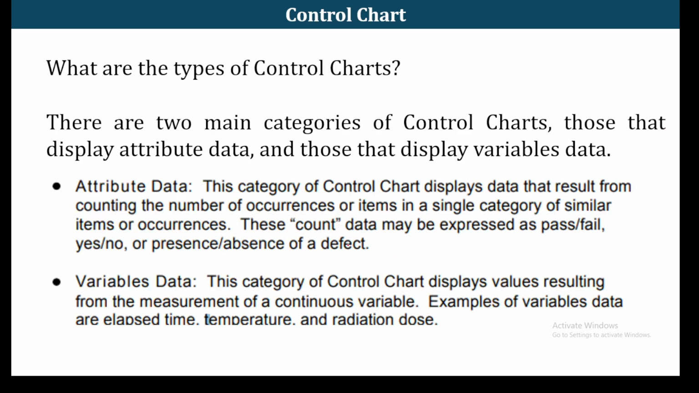What are the types of control chart? The first one is based upon the attribute, then variable. Anyone can say there are two main types of control chart: those that display attribute data and those that display variable data. Can anyone say, please, the difference between variable and attribute? What is the difference between the variable and attribute? Anyone have the idea?